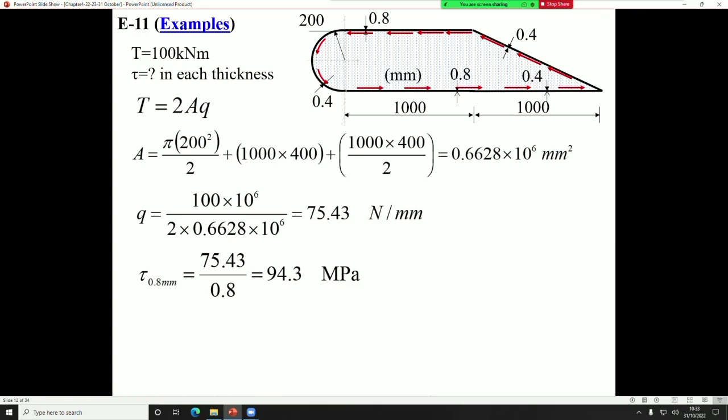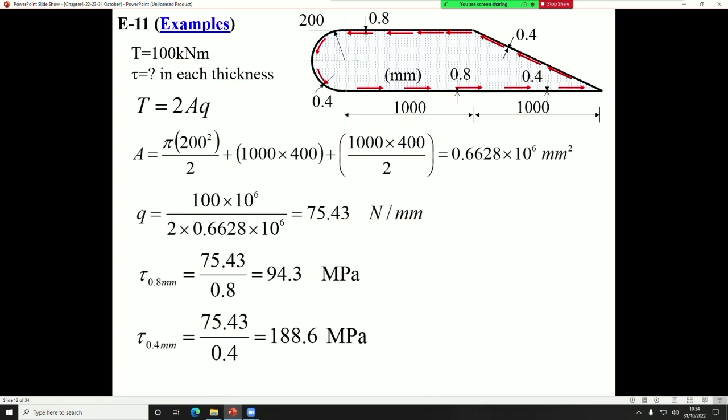So what I do here, I divide q by the thickness of 0.8. It gives me 94.3 megapascals. And for the thickness of 0.4 millimeters, it gives me 188.6 megapascals. Now, if in exam you had a single cell and you were asked to find the maximum shear stress, just go for the thinner part of the section and find the values. You don't need to do it for the whole section. But here I was asked to find it in each thickness.